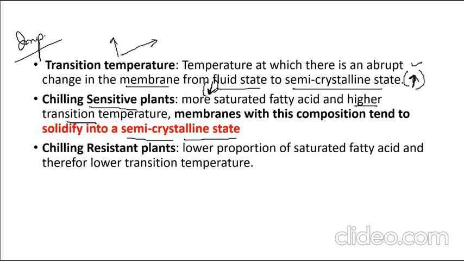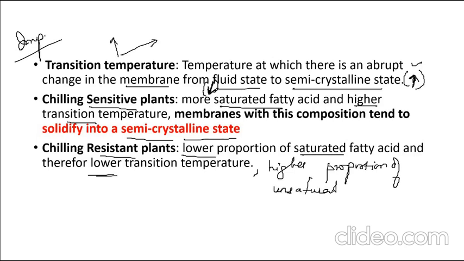We all know that the chilling sensitive plants have more saturated fatty acid. And chilling resistant plants are able to keep the membrane state in the liquid phase, so they favor the fluid state. That means transition temperature here is lower. In the chilling resistant plant, there is a lower proportion of saturated fatty acid and a higher proportion of unsaturated fatty acid. Clear? Now this concept is very important. A lot of questions come based on this.